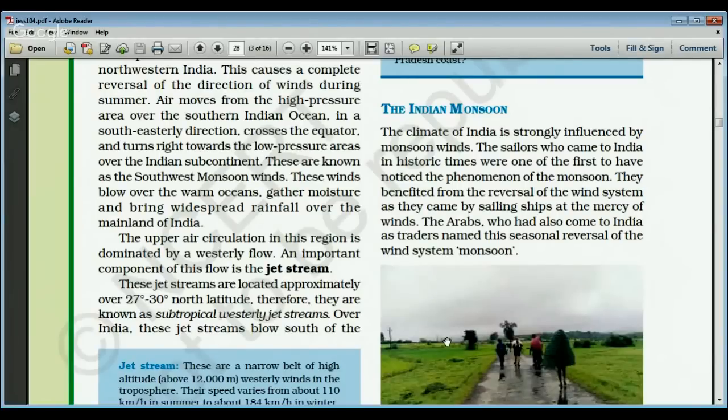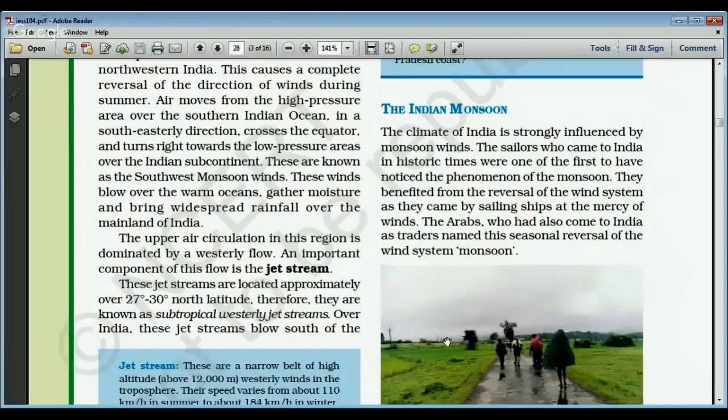So see, the phenomenon is that the equator is the region where the intertropical convergence zone is formed. Intertropical convergence zone means the wind from the northeast and the wind from the southeast both converge at or around the equator. Then because of the apparent movement of the sun in the summer season, that ITCZ moves toward the north and comes up to the Tibet plateau. That is why the whole wind system shifts towards the north.